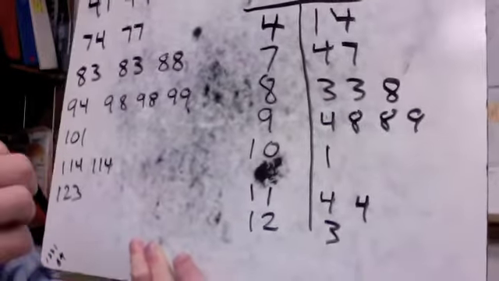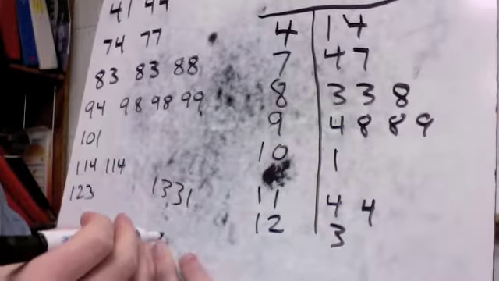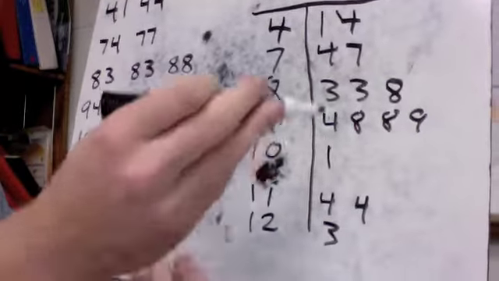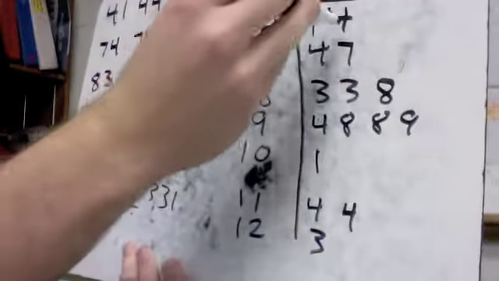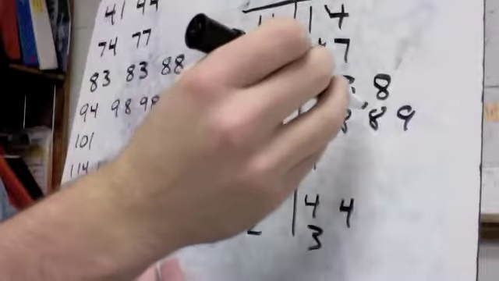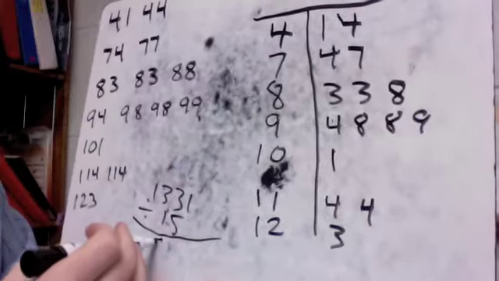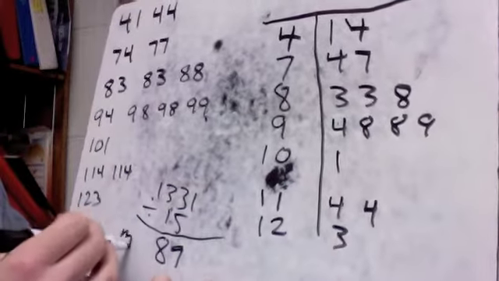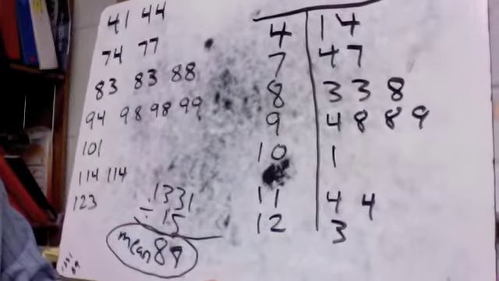I've already added these up, and I know that everything in here, all 15 numbers, add up to 1,331. So if I divide by the 15 numbers, it comes out to be right around 89. So my average, or my mean, is going to be about 89.